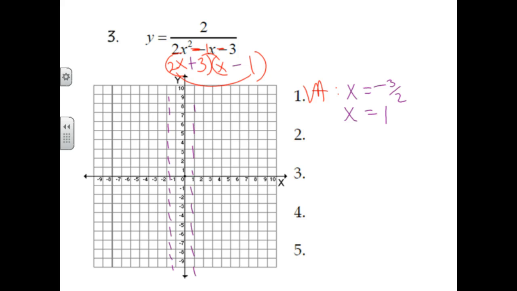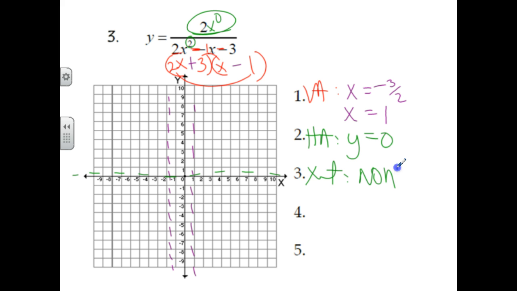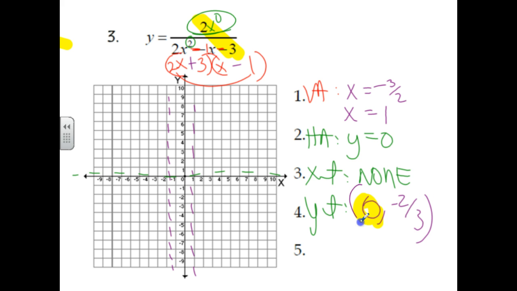The y-intercept, the horizontal asymptote, since the degree of the numerator is a 0, the degree of the denominator is a 2. I know the numerator is less than the denominator, then y equals 0. The x-intercept is found by setting the numerator equal to 0, and that's going to be a big none, because 2 never equals 0. To find the y-intercept, we let every x be 0, and to do that, I'm going to get this 2 over -3, because everything else will be zeroed out. So how about 0 comma negative 2/3? So at least I have a point. 0, negative 2/3 is somewhere down here.